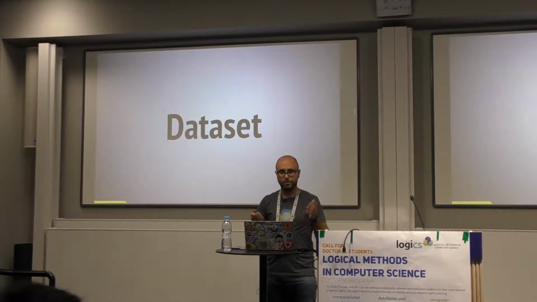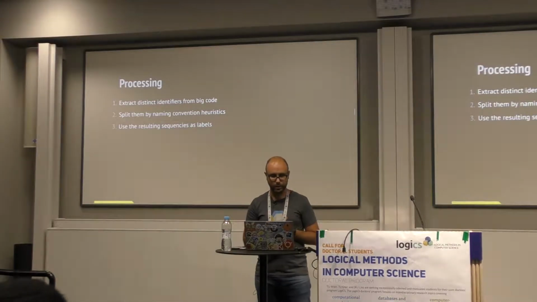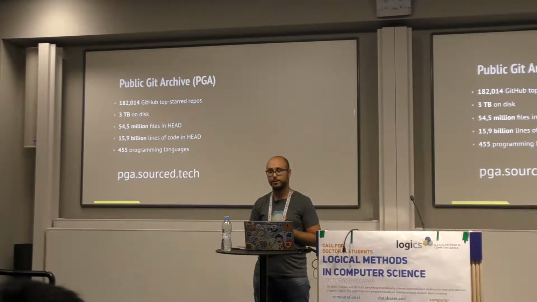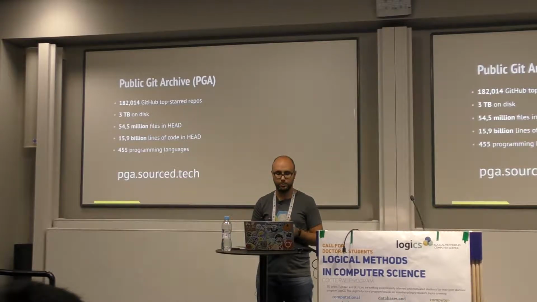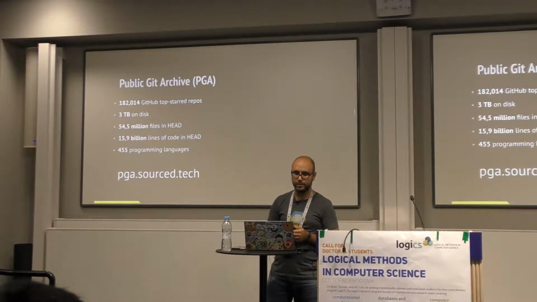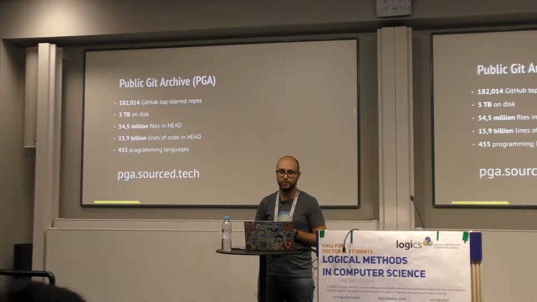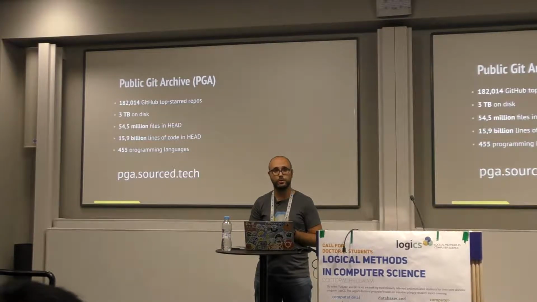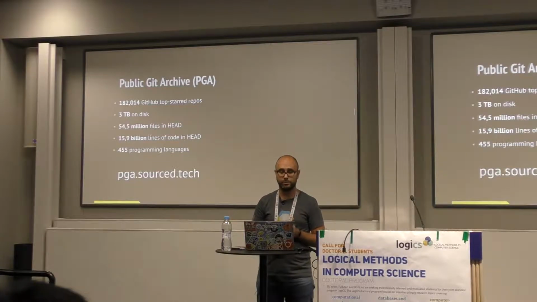So, as with all machine learning problems, it all starts with a data set. Our data set is the public Git archive. It contains 182,000 repositories from GitHub, so it's quite a huge one. It takes 3 terabytes on disk. It's not easy to process. Also, as you see, it has 16 billion lines of code. Compared to Google, who has 2 billion, it's 8 times bigger.